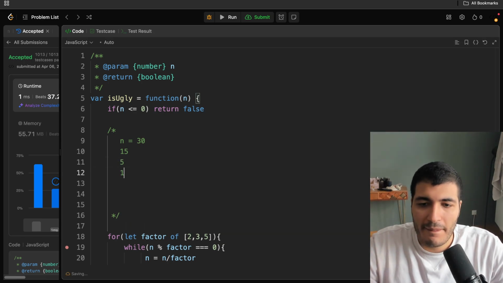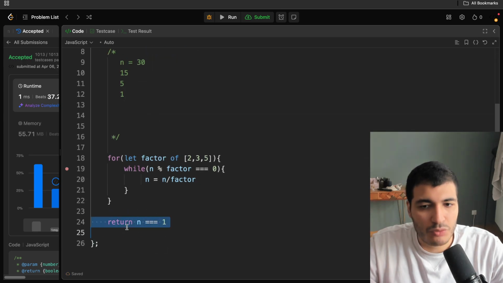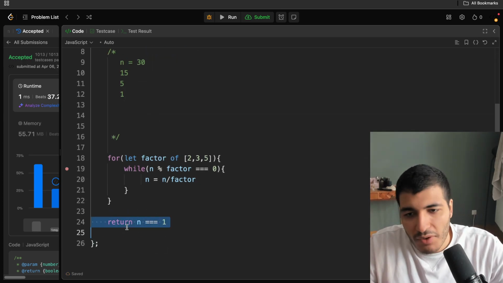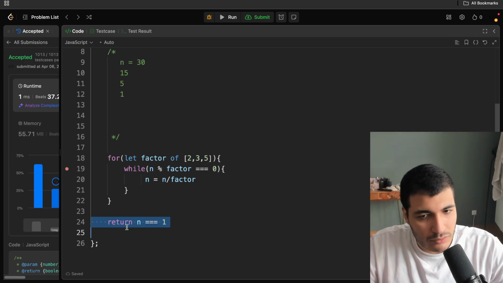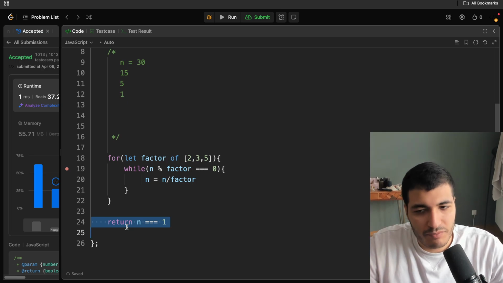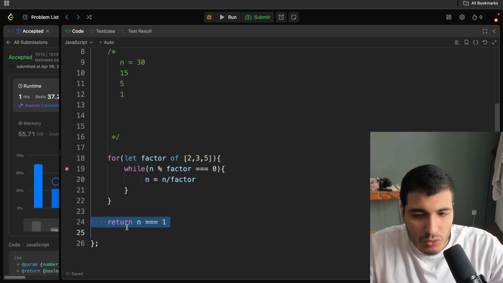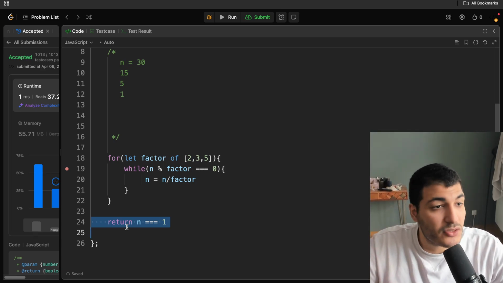And at the end here, we return true or false. If we removed all factors of 2, 3, and 5, n should be 1. If n is 1, that means it had no other prime factors, so it's ugly. If n is bigger than 1, then there were other factors, maybe 7, 11, or whatever it will be. That means it's not ugly at all.